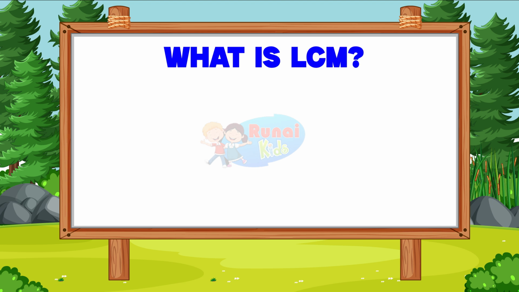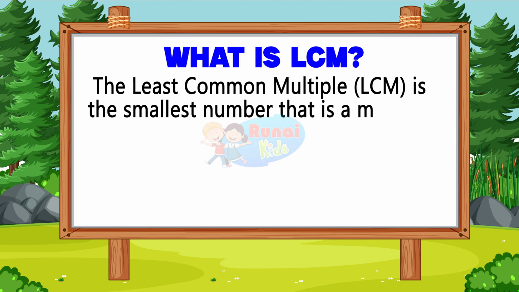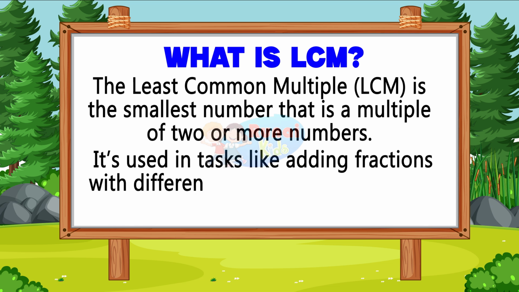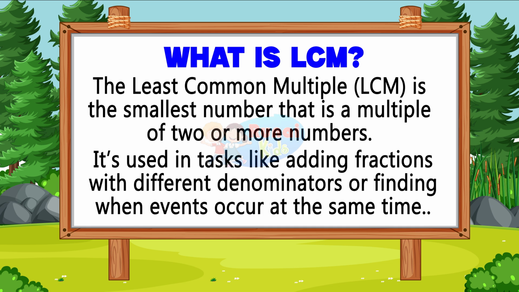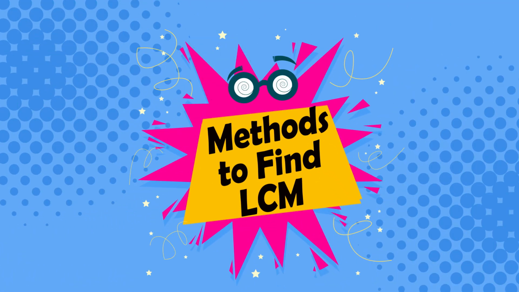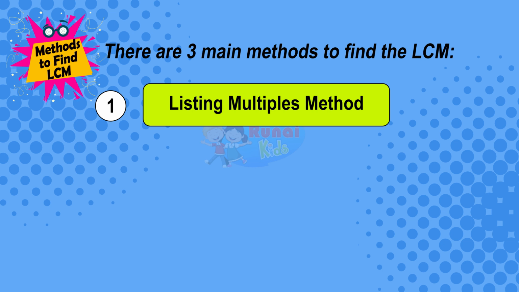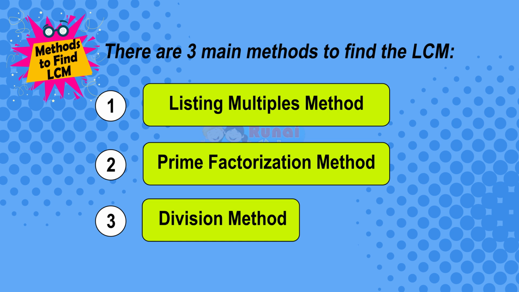What is LCM? The least common multiple. LCM is the smallest number that is a multiple of two or more numbers. It's used in tasks like adding fractions with different denominators or finding when events occur at the same time. Methods to find LCM. There are three main methods to find the LCM. 1. Listing multiples method. 2. Prime factorization method. 3. Division method.